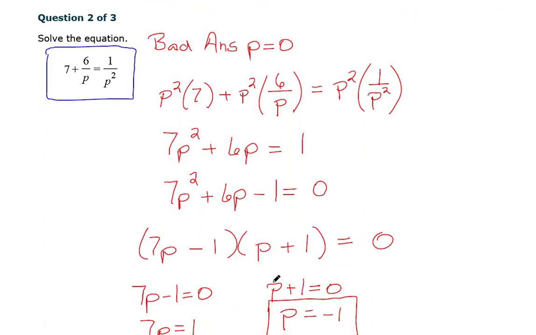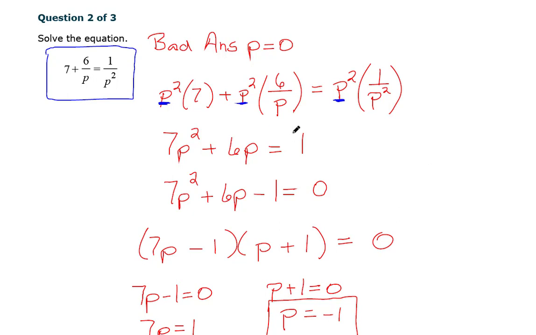All right, question 2 is a little bit shorter here. I look at all my denominators. The only answer that would be bad is if p were equal to 0. So now I want to multiply by something that's going to make everything cancel in the denominator. And so I'm multiplying through by p squared. Every term by p squared. So I get a 7p squared. Here, one of the p's cancels, giving me a 6p. On the right, p squared cancels, giving me the 1.